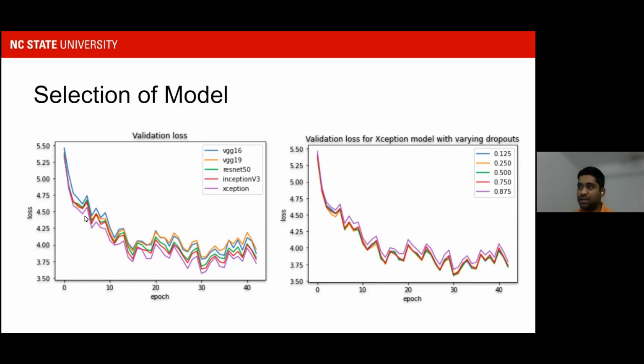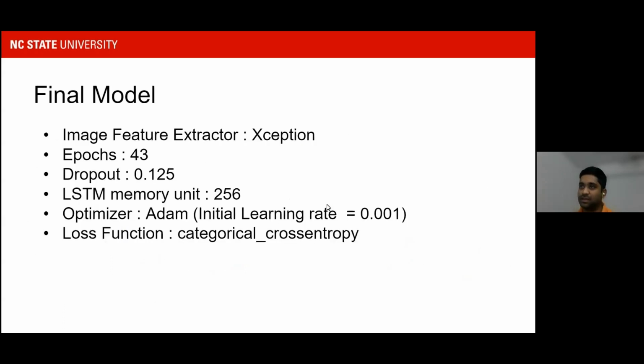After that, we varied the dropout rates for the layer that follows the encoder, and again plotted the validation loss curves. As you can see, for dropout rates below 0.5, the validation loss curves don't vary that much, but for rates after 0.5, the loss curves start to get worse. That's why we selected the dropout rate as 0.125, and this is our final model and the appropriate hyperparameters.